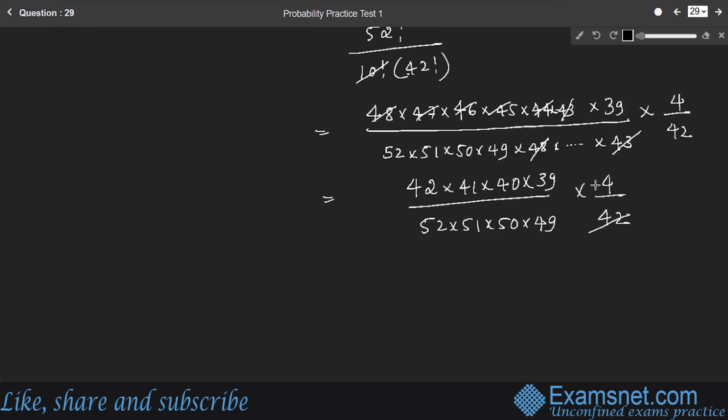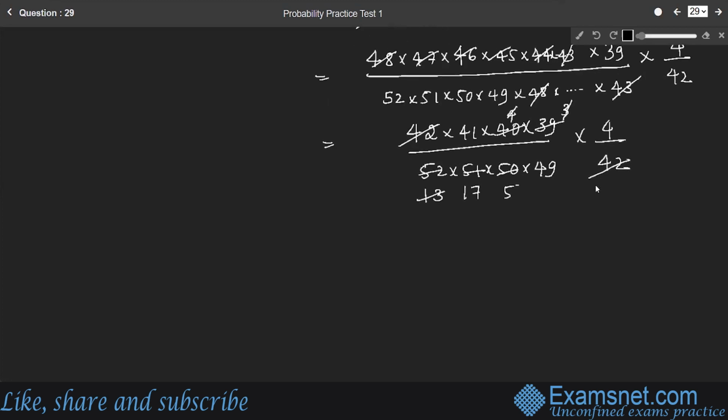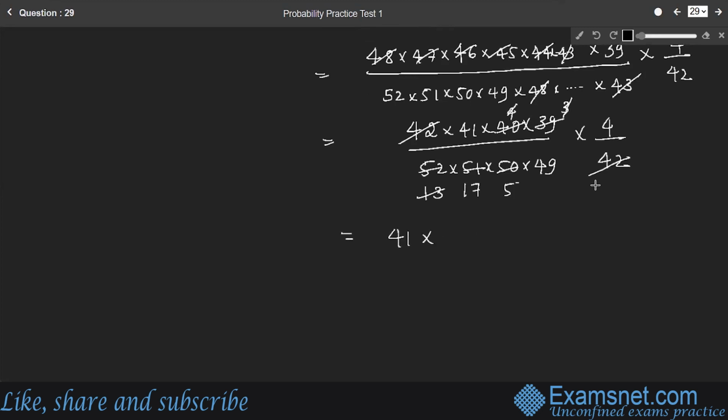So we can even cancel 42 and 42, right? Now 10 into 4, 10 into 5 is 50, right? Then 4 into 13 is 52. So 13 into 3 is 39, right? Again, we can take 51 as a multiple of 3. So 3 into 17 is 51, right? So now we have 41 into 4 in the numerator and 17 into 5 into 49 in the denominator as the probability, right?